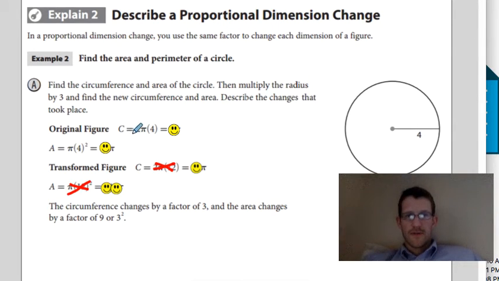So the circumference is 2 pi r. 2 times 4 times pi is 8 pi. Pi r squared, pi times 16, or 16 pi. Okay, so we have the area and the circumference of the original.